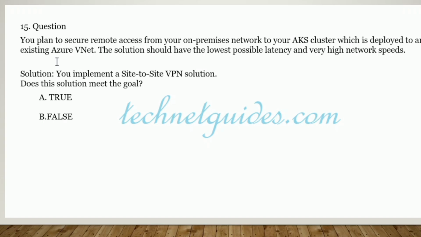Question number 15. You plan to secure remote access from your on-premises network to your AKS cluster, which is deployed to an existing Azure VNet. The solution should have the lowest possible latency and very high network speeds. Solution: you implement a site-to-site VPN solution. Does this solution meet the goal? Option A true, option B false. And the correct answer is option B, false.